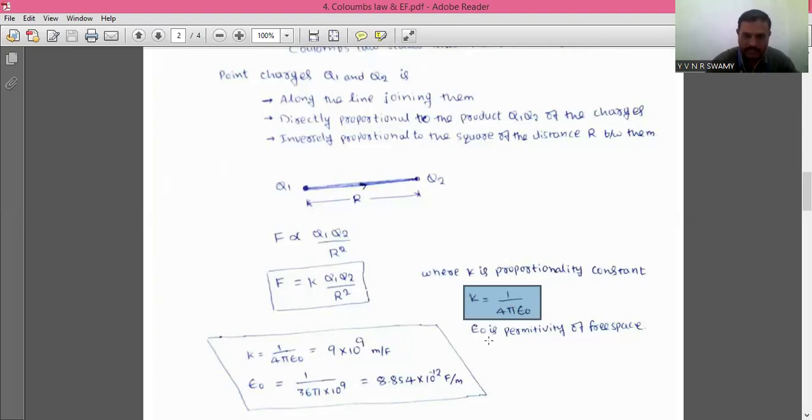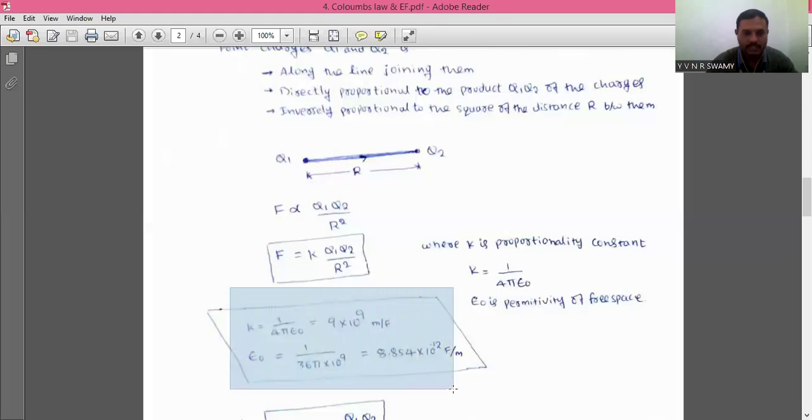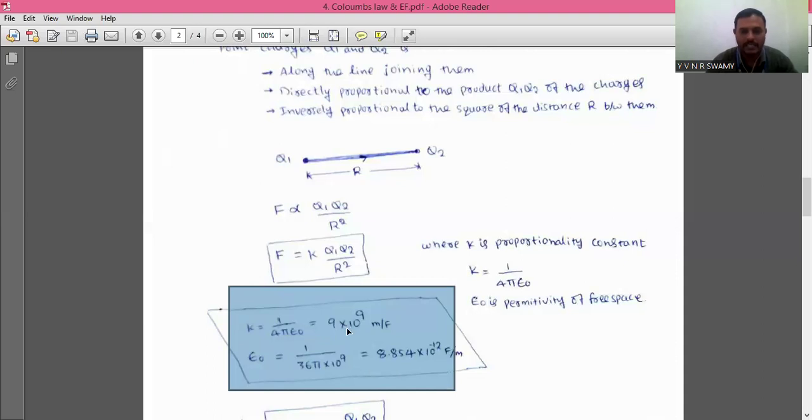In this constant, epsilon naught is the permittivity of free space. And K is equal to 1 by 4 pi epsilon naught. Its value is 9 into 10 power 9 meter per farad. And here epsilon naught value is 1 by 36 pi into 10 power 9, that is equal to 8.854 into 10 power minus 12 farads per meter. Okay.